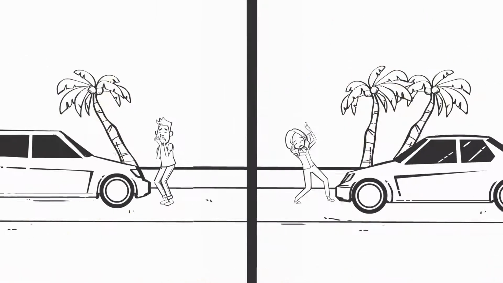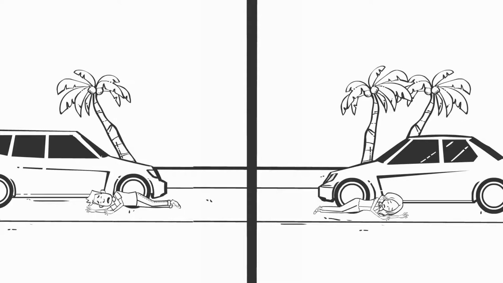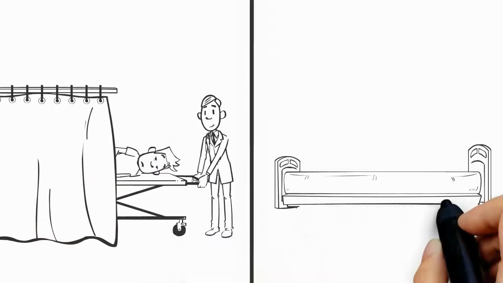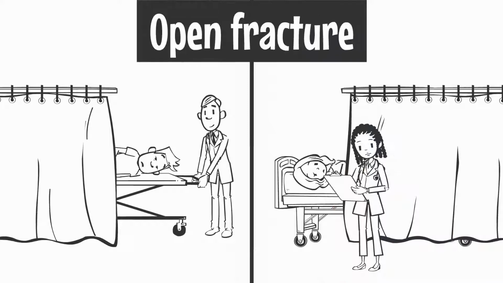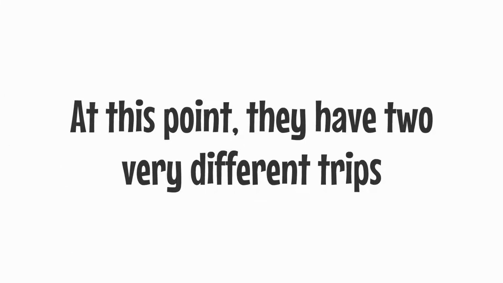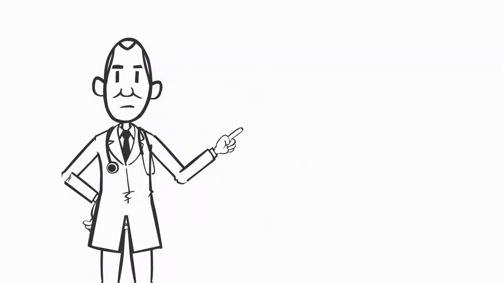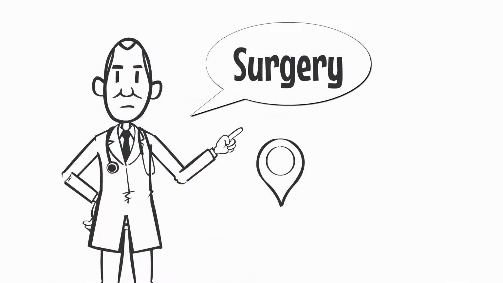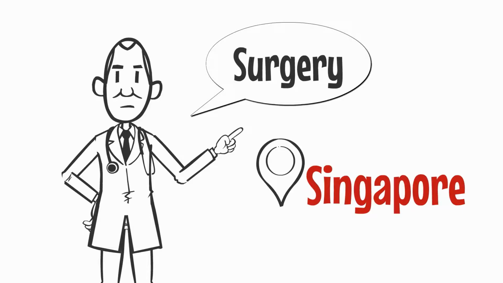While in Bali, Joe and Jane are each struck by a car. Each is taken to the nearest emergency room, where they are diagnosed with an open fracture. At this point, they have two very different trips. The local doctor says each of them needs surgery, which should be done in Singapore to avoid complications.